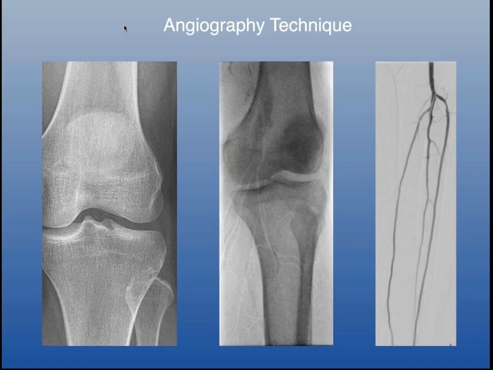But I will tell you, in doing hundreds and hundreds of these cases over the years, you can see that if you do a little bit of an oblique where the fibula and tibia overlap, like in that middle image, now all of a sudden all the branches of the tibial vessels are splayed out, they're separated, and it's a good working angle to try to do your interventions.